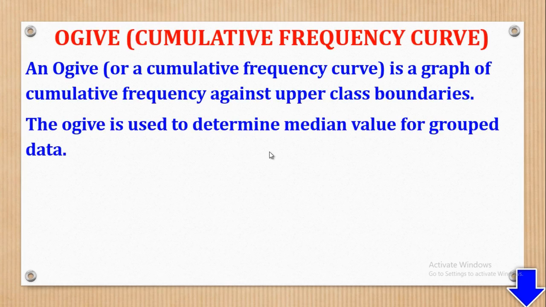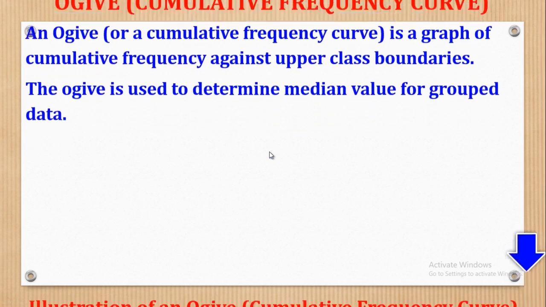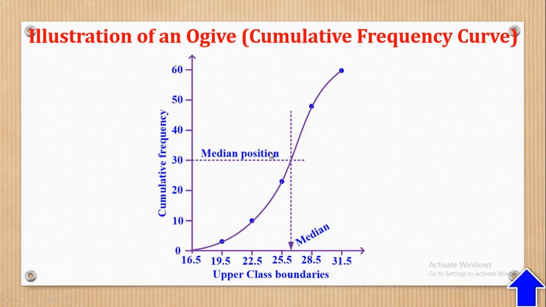So an Ogive is sometimes called a cumulative frequency curve and is a graph of cumulative frequency against upper class boundaries, and this Ogive is used to estimate the median value for grouped data. So let's see an illustration of how an Ogive looks.